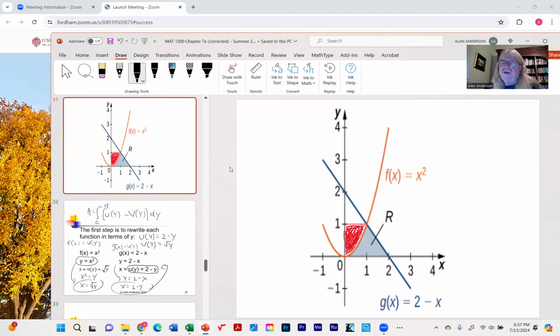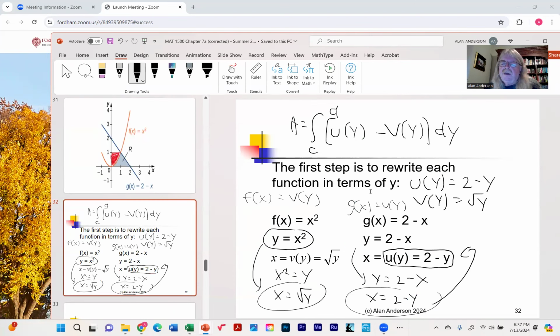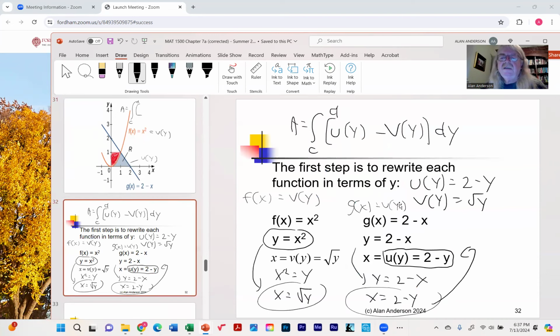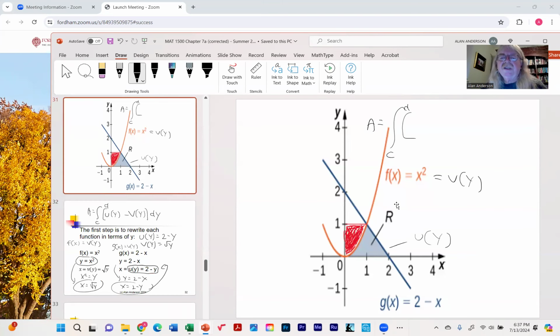If you look at that graph very carefully, and again, let me label these for you. X is the same thing. We have a v of y. Here we have u of y. So when we integrate, we're going to have u of y, rather, minus v of y.